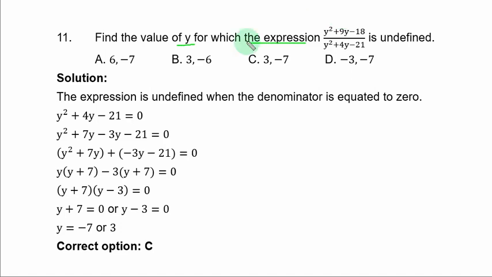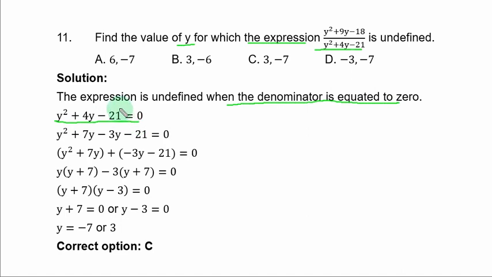Question 11. Find the value of y for which the expression (y squared plus 9y minus 18) over (y squared plus 4y minus 21) is undefined. The expression is undefined when the denominator is equal to 0. So we have y squared plus 4y minus 21 equal to 0.